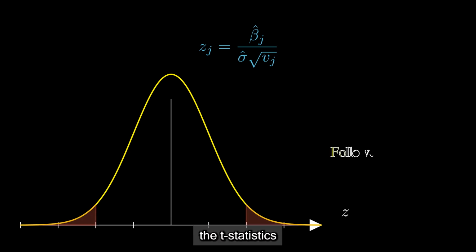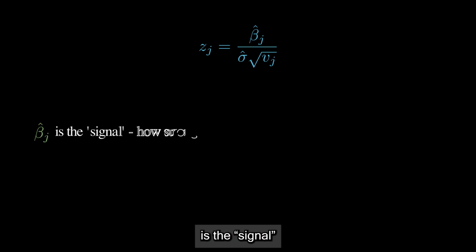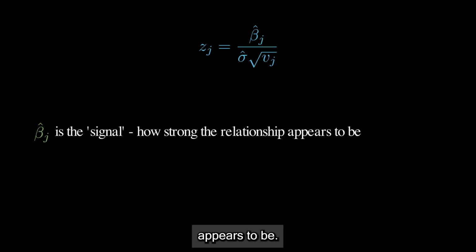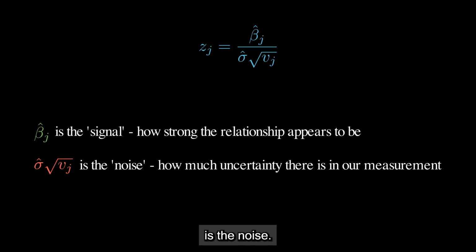Think of the t-statistic like a signal-to-noise ratio. The first term, beta hat, is the signal, how strong the relationship appears to be. The second, the denominator, is the noise, how much uncertainty there is in our measurement.